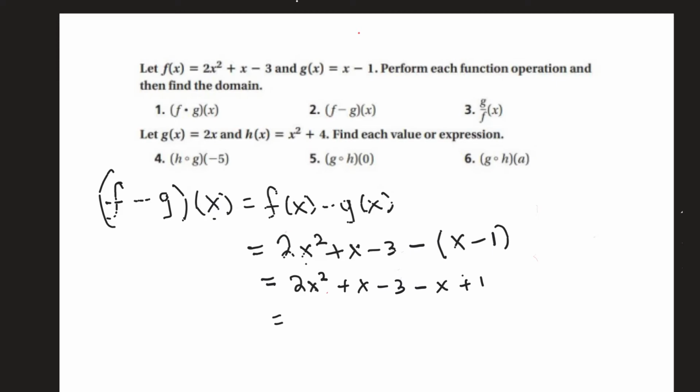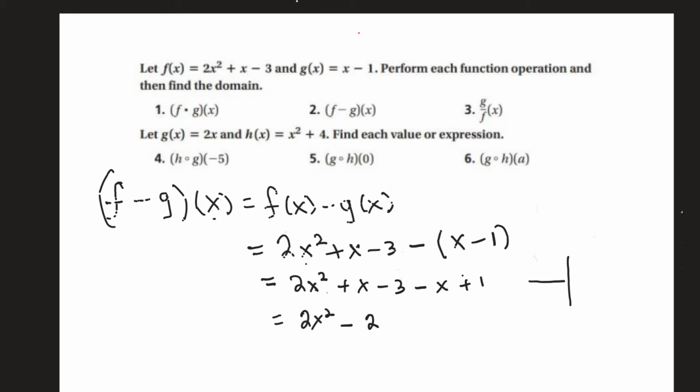So if I combine like terms, I have 2x squared. The x and the minus x are going to cancel, and we have negative 3 plus 1, which gives you negative 2. And so the difference of the two functions is 2x squared minus 2.